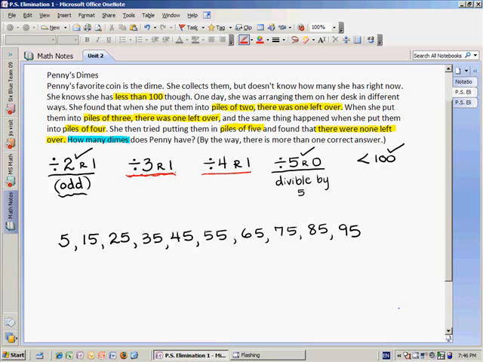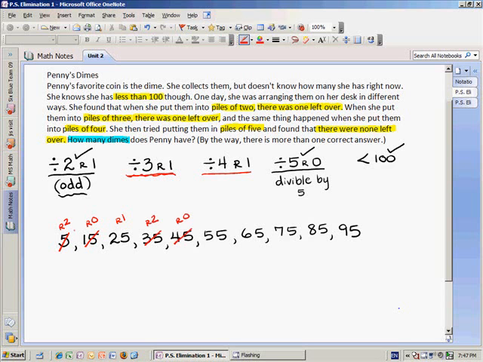We need to determine if a number is divisible by 3 with a remainder of 1. 3 goes into 5 once with 2 left over. Remainder of 2, that's going to cancel that number out or eliminate it. 3 goes into 15 exactly 5 times with no remainder. Cancel that out. 3 goes into 25 8 times with a remainder of 1. That's a possible number. 3 goes into 35 11 times with a remainder of 2. That won't work. 3 goes into 45 exactly 15 times, so there's no remainder. We can cross that one off.